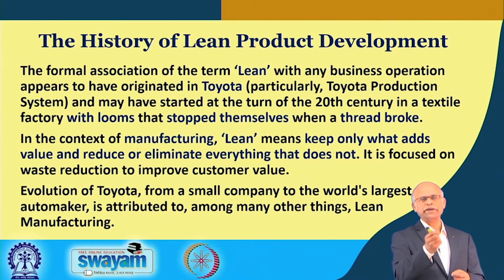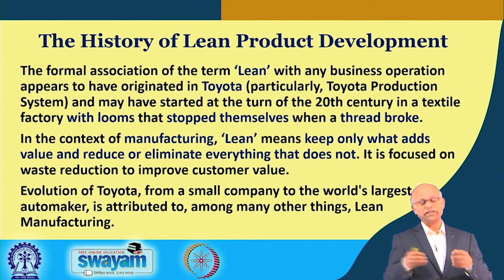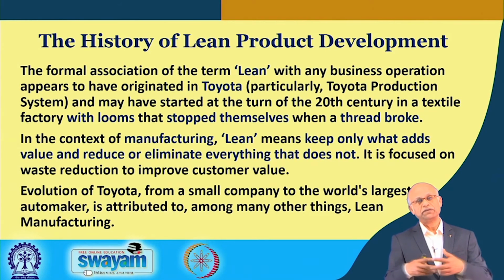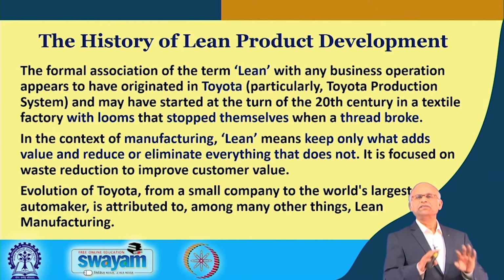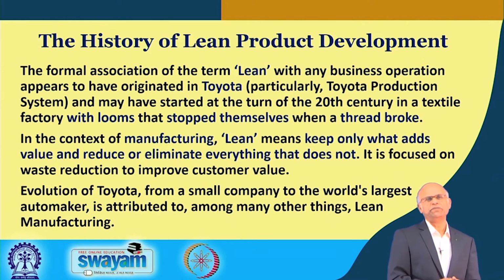Whenever a thread would break, the machine would come to a standstill, so that there would be no wastage. Because if a thread is broken and you continuously weave, then some cloth has to be cut from there. So, it is a huge problem. They started solving that problem, and that became a lean process.